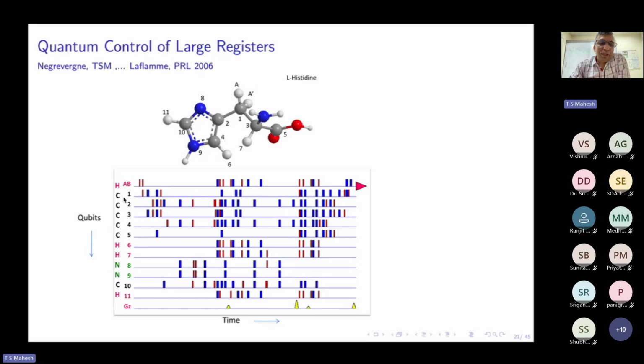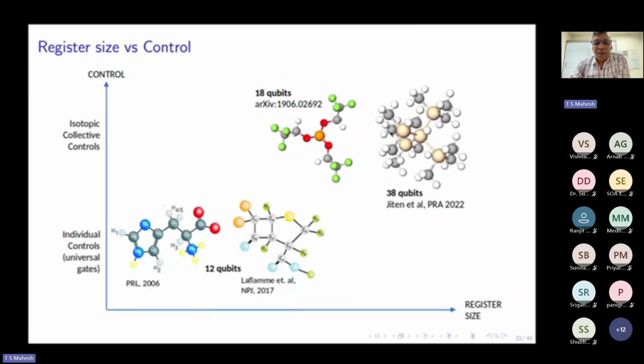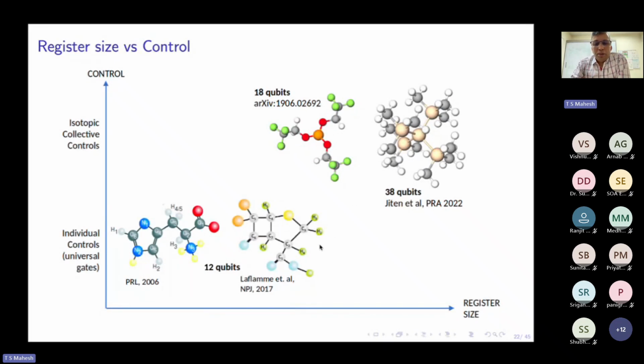If you tune the resonance frequency to C1, only C1 gets affected. If you tune it to C2, only C2 gets affected, and so on. In between, there are spin-spin evolutions. Together, we can implement this benchmark algorithm, which involves entangling all these 12 qubits and then disentangling, and seeing the lifetime of the maximally entangled state. So that is this 12-qubit benchmark algorithm. There are different registers, and we can go for larger and larger registers. As I said, we have demonstrated 38 qubits.